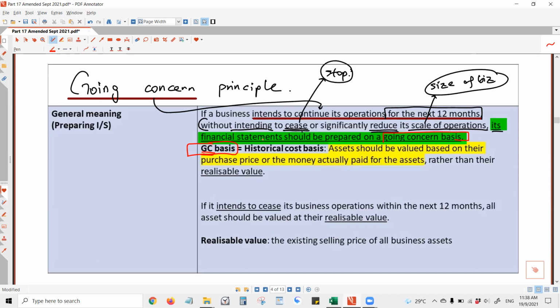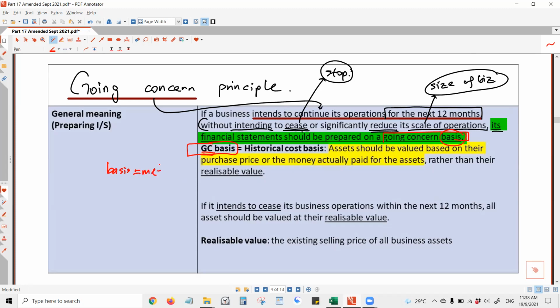So let me repeat the first sentence again. The first sentence basically tells you if you want to continue to run your business, you don't want to close down your business, then you should prepare your financial statements using going concern basis. Basis means method. Let me explain what is going concern basis. The word basis means method.